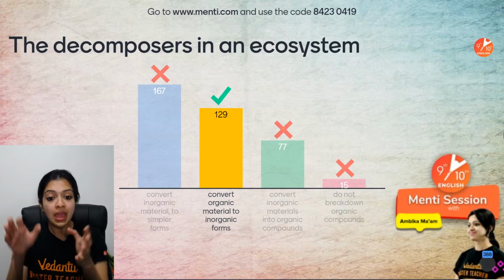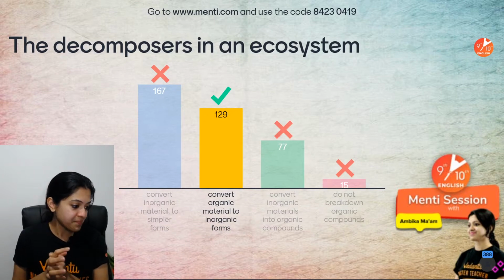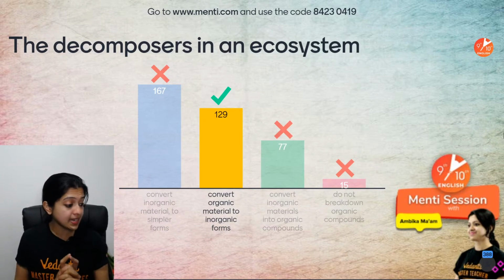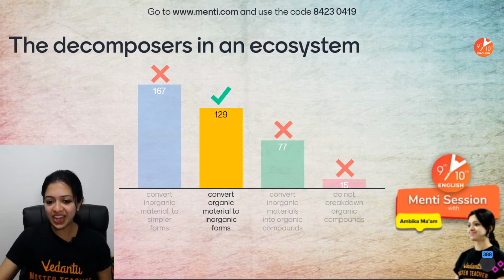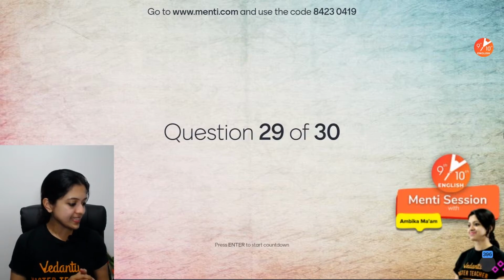Children, decomposers break down complex organic matter to simple inorganic substances. Menti for grade 9 happened yesterday. Did you miss that? Yes. Okay. Shall we move on now to question number 29? Yes.